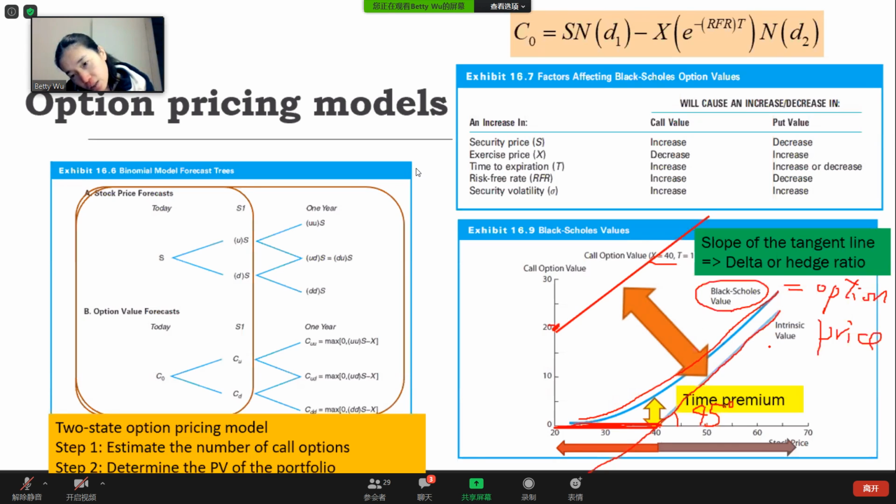And on the other hand, the intrinsic value is really the lower bound, so it wouldn't go below. Otherwise, the time premium will be negative. It doesn't make sense. The benefit of waiting should be at least 0. It shouldn't go negative. If you're waiting and you'll be penalized, then you wouldn't wait. You would just exercise right now. So the time premium should be kept at 0 or above. All right.